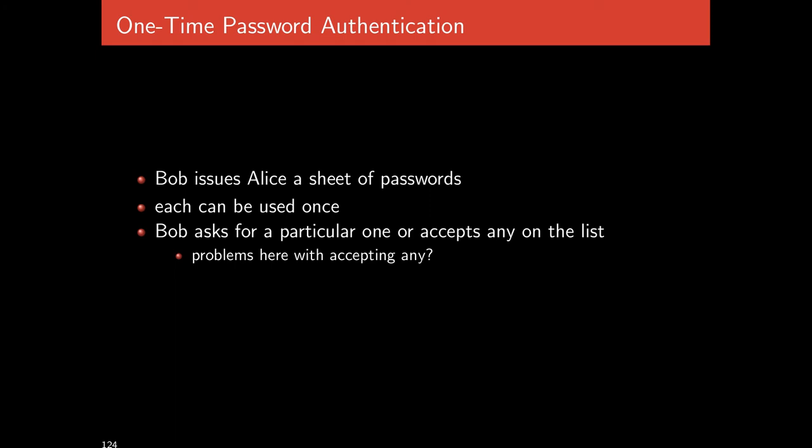Another kind of authentication that has been done is with a sheet of passwords. Each one can be used once. So you might get a matrix of 100 numbers. And each of these numbers can be used to log in once. So Bob can ask for a particular number, say, give me the number from column H, row 3, or can say, just give me any number on this list. Of course, if you say, give me any number on the list, then suddenly more numbers are available to authenticate, so you may want to ask for a specific number.